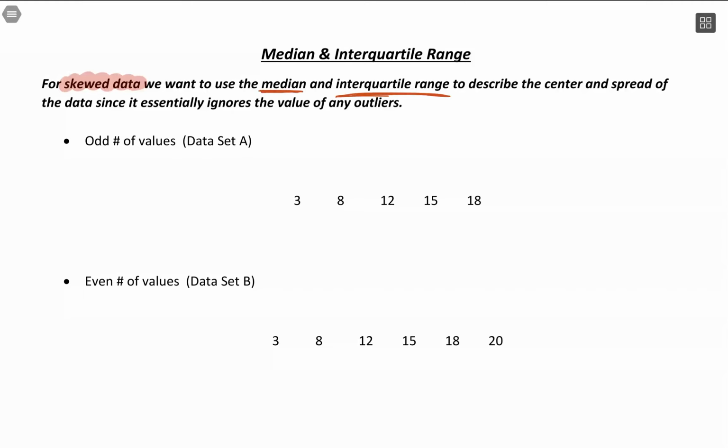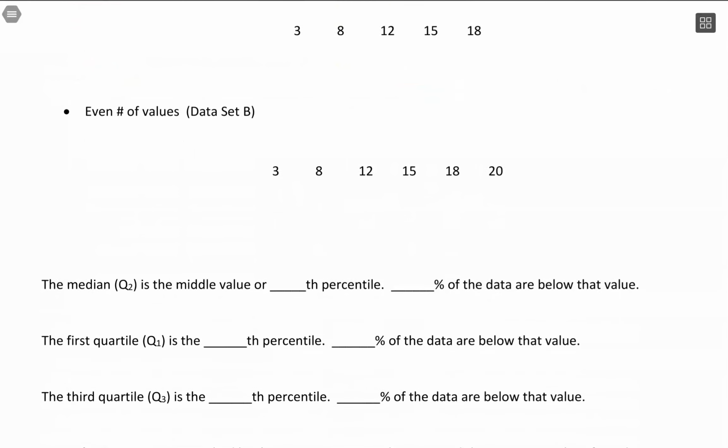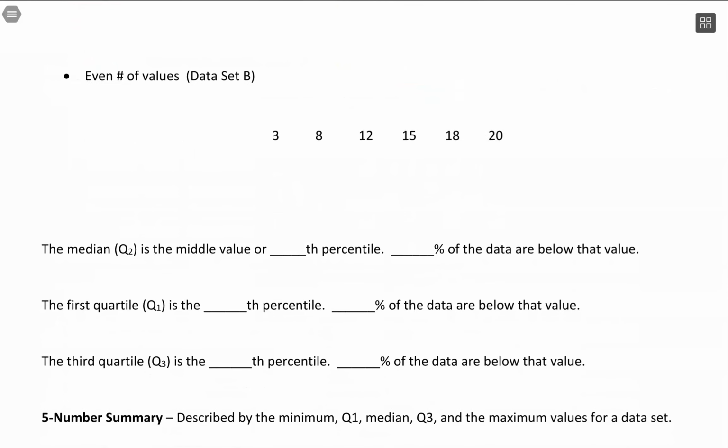So before we can get to the formula for interquartile range, we need to talk about quartiles. So we're going to have three pieces here. We're going to have the median, which could be Q2, the second quartile. We very rarely say that, it's just the median. But first quartile we label as Q1, third quartile we label as Q3.